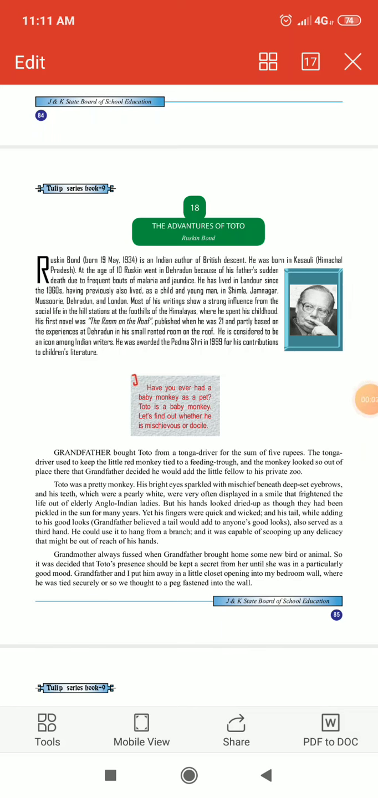Hello and welcome back. Today, my topic is the short story The Adventures of Toto for the students of class ninth. The short story Adventures of Toto is written by Ruskin Bond.